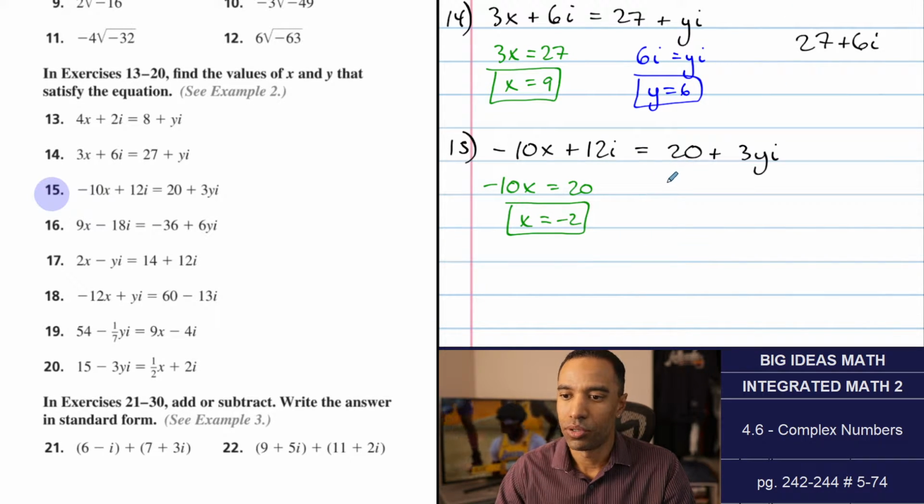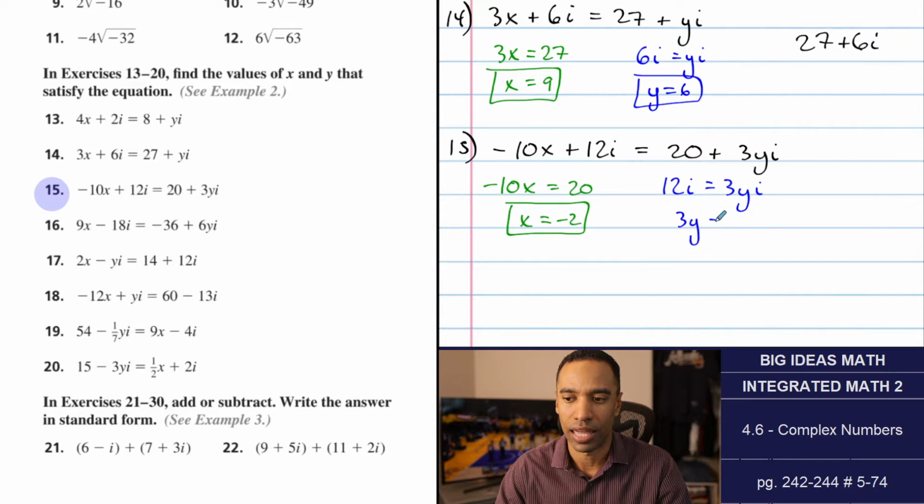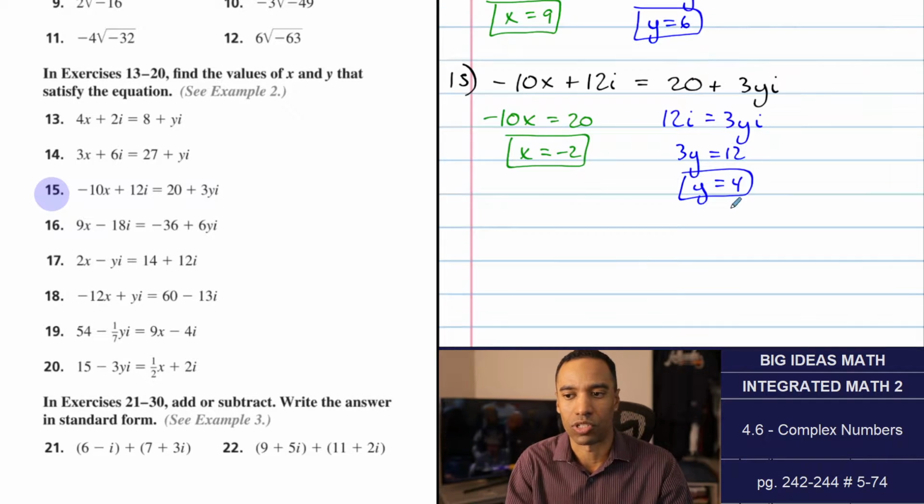And then here in blue, we got 12i equal to 3yi. So once again, kind of just divide the i's if you need to. The i's aren't really a part of what I'm looking at. I'm really just looking at these guys here. 3y equals 12, so y equals 4. I think if they're going to keep, I'll just keep doing that there.